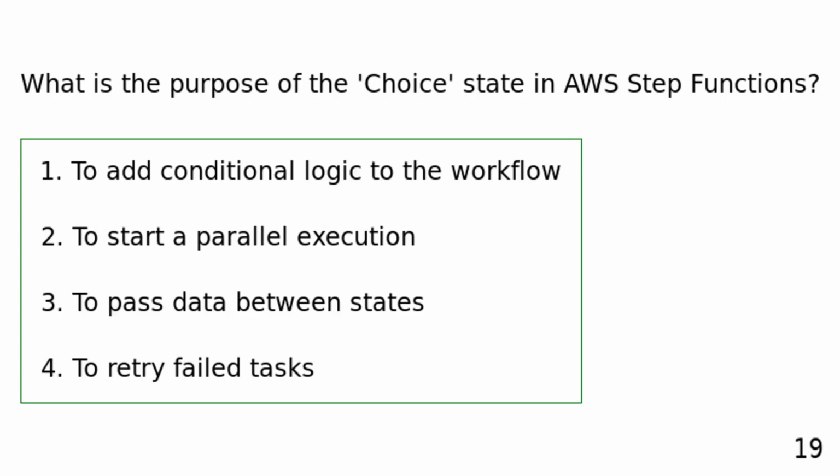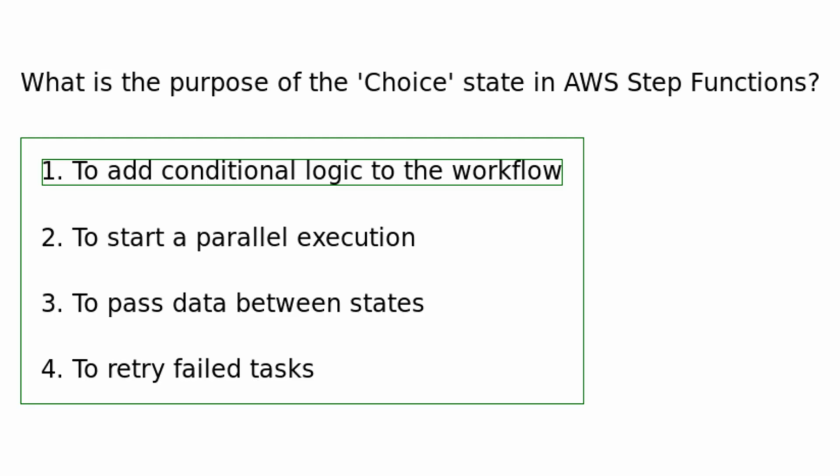What is the purpose of the choice state in AWS Step Functions? To add conditional logic to the workflow. To start a parallel execution. To pass data between states. To retry failed tasks. The choice state in AWS Step Functions allows you to add conditional logic to your workflow, directing the flow based on the output of a previous task or predefined conditions.